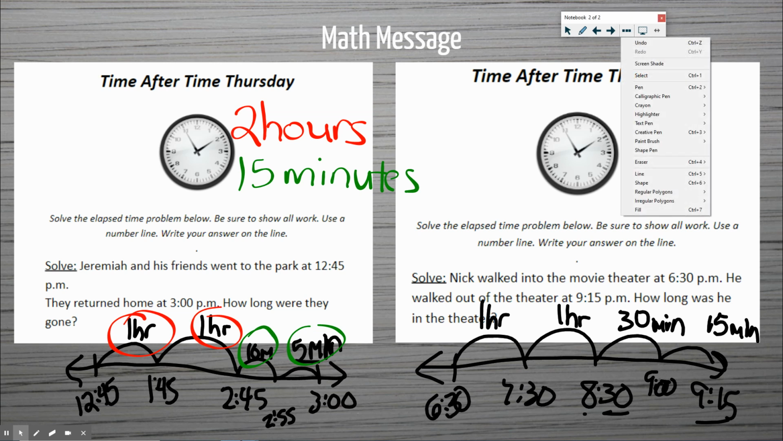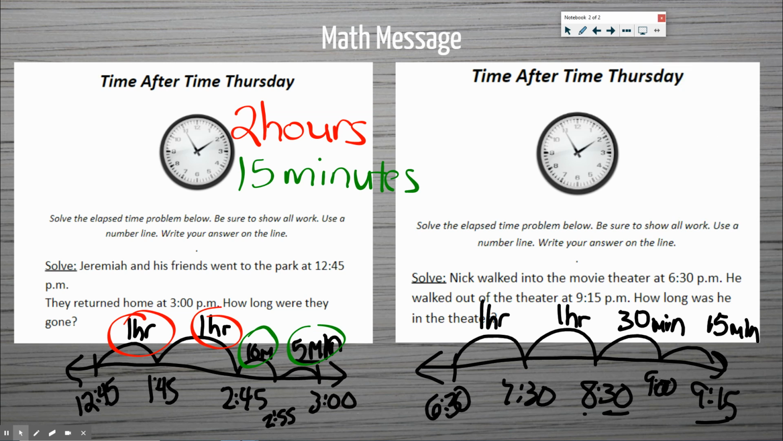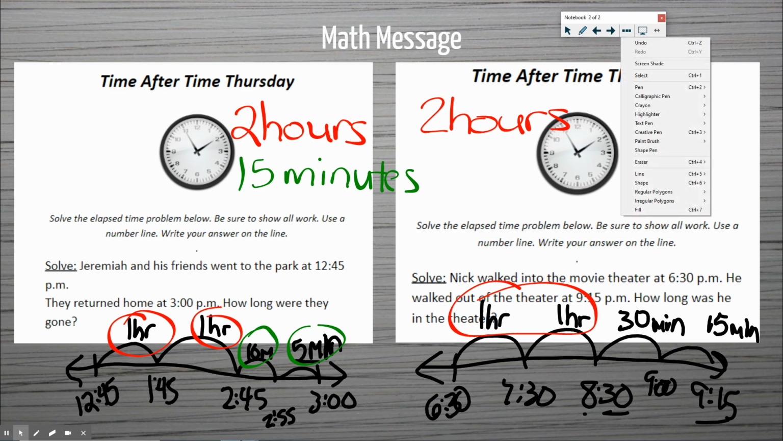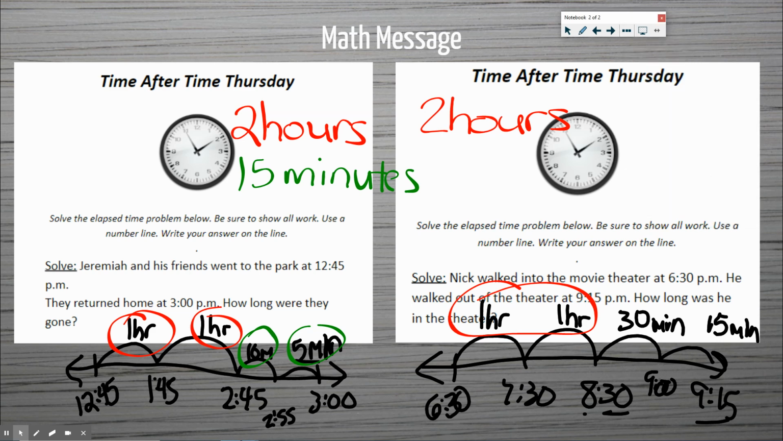So I'm going to go through and find my hours. He was at the theater 2 hours. And the minutes we're going to add together: 30 plus 15 is 45 minutes. So he was at the theater 2 hours and 45 minutes.